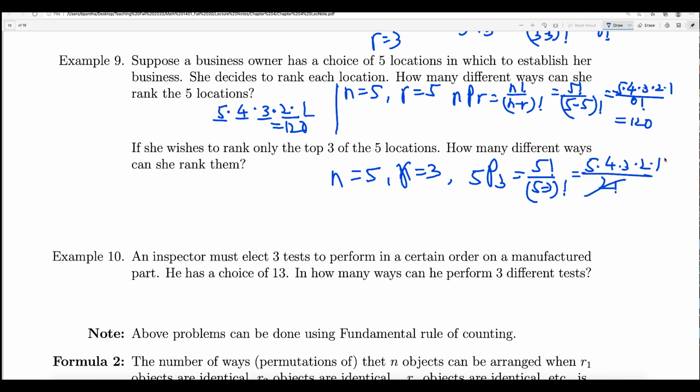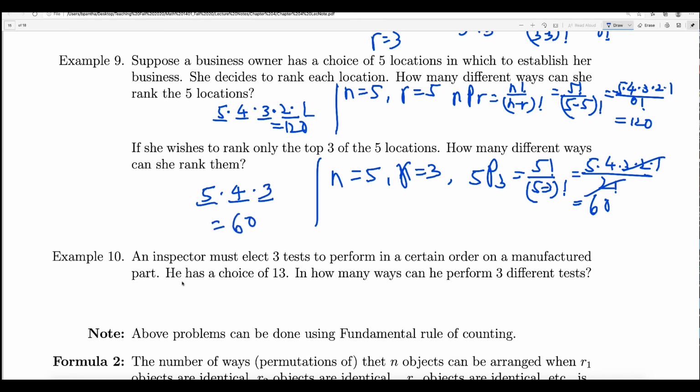So 2 factorial and 2 times 1 are the same thing. So 5 times 4 is 20, times 3 is 60. This is one way of doing that. Another way: he wants to rank only 3. There are 5 locations available. In the first rank he can pick any of those 5. In the second rank he can pick any of the 4, right? Because he ranked the first one already. And for the third rank he can pick any of the 3. So if you multiply, you will get 60 different ways.